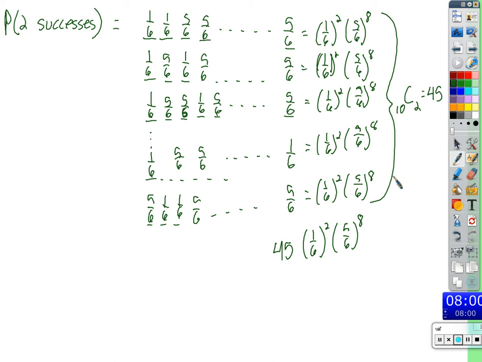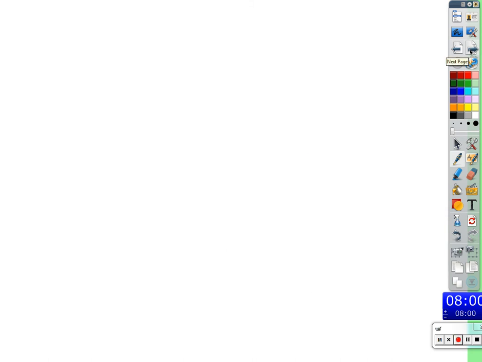So without counting them all out, how would you find it? You would just do that. If you remember the formula, that's going to be 10 factorial over 2 factorial times 8 factorial. This 8 factorial will cancel all of the factors in 10 factorial from 8 on down. So this will wind up being just 10 times 9, over 2 factorial, that's 2 times 1. You can see this is 90. 90 divided by 2 is 45. There's our 45. Let's look at the probability of 3 successes.